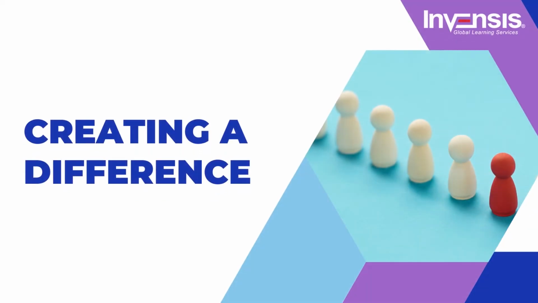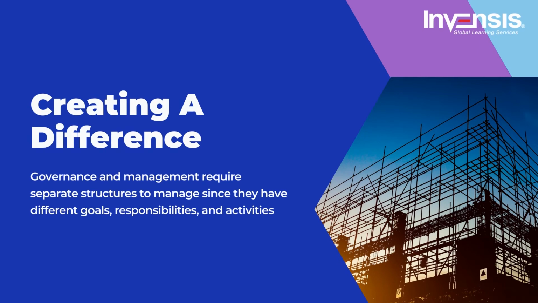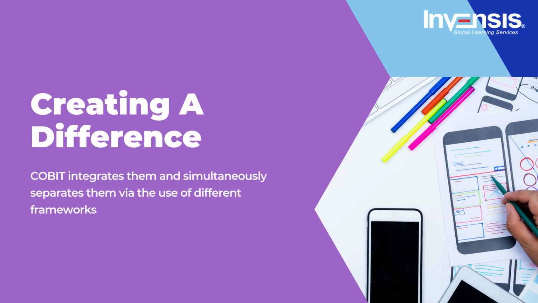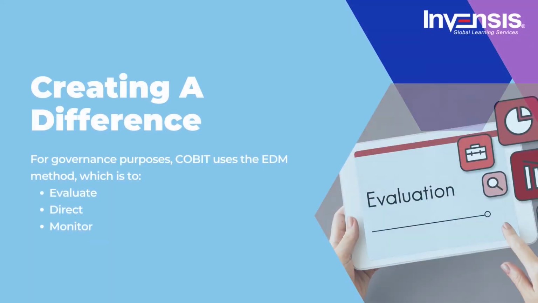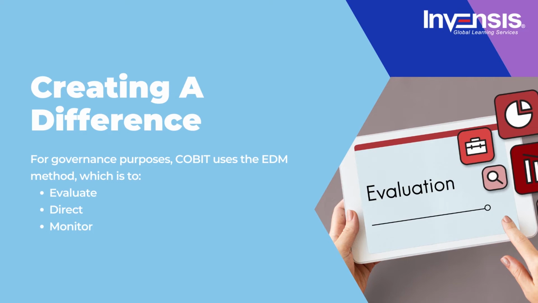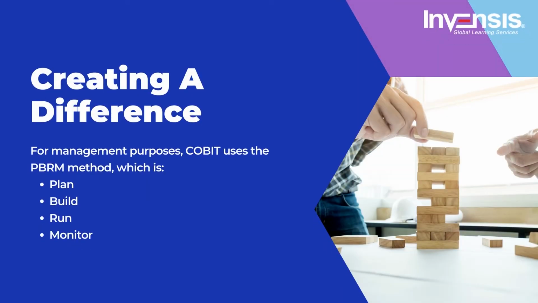Creating a difference between governance and management. Governance and management require separate structures since they have different goals, responsibilities, and activities. COBIT integrates them, and simultaneously separates them via the use of different frameworks. For governance purposes, COBIT uses the EDM method, which is evaluate, direct, monitor. For management purposes, COBIT uses the PBRM method, which is plan, build, run, monitor. These all are the principles of COBIT5, which is used to help organizations address all problems faced in IT governance.